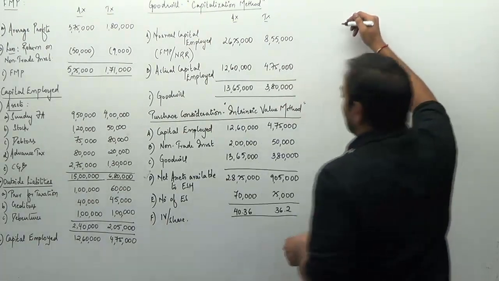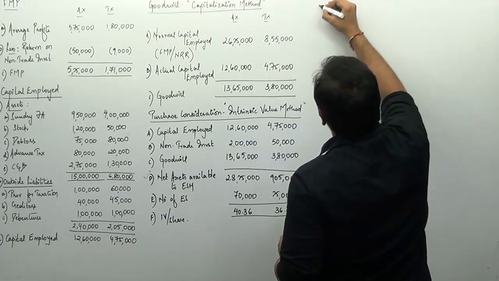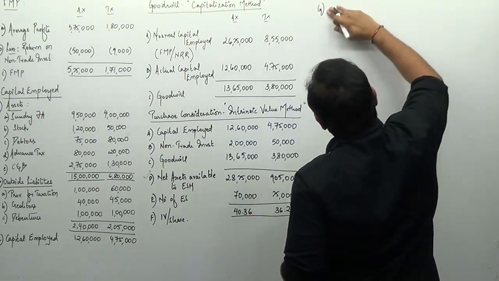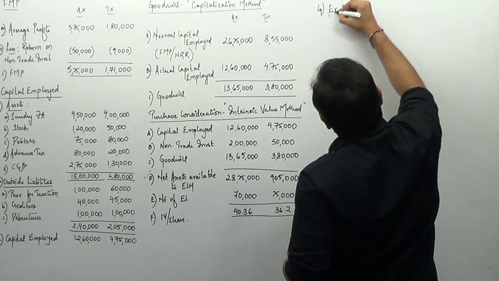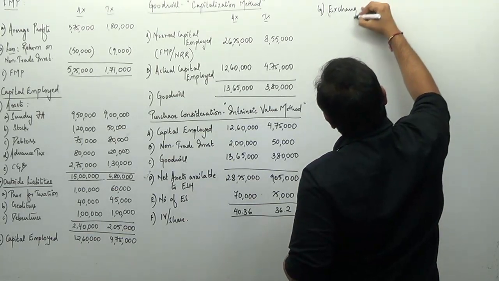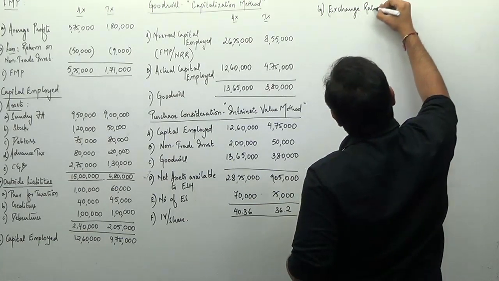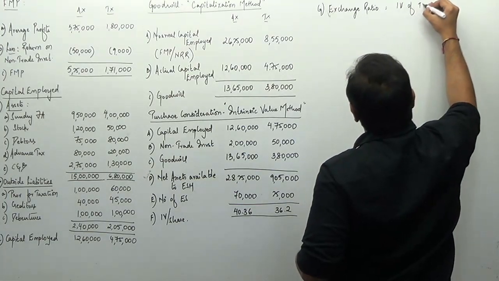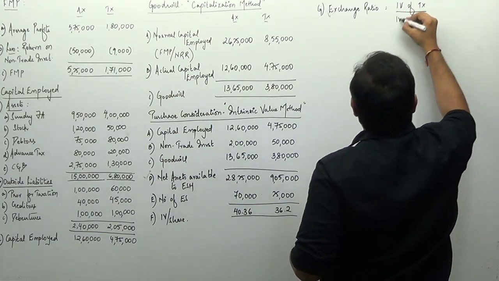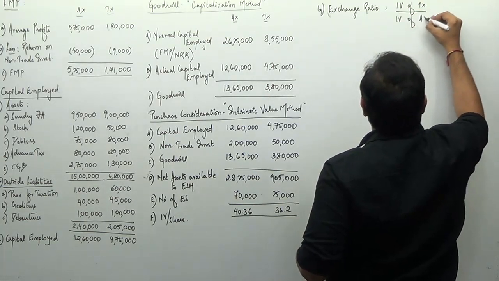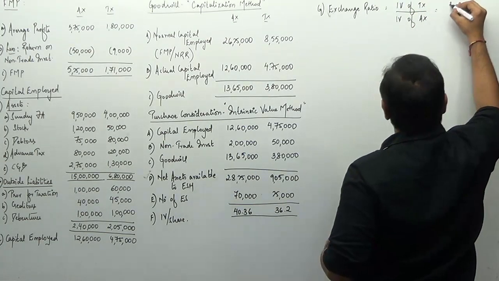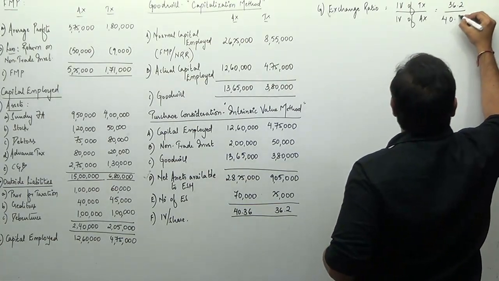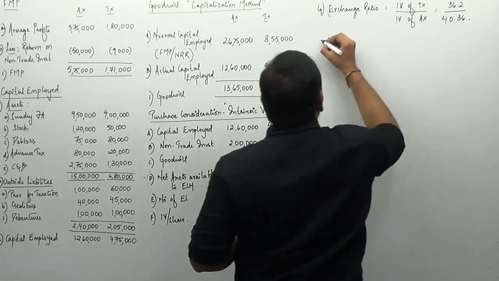How do you calculate using intrinsic value method? Exchange ratio is equal to intrinsic value of selling company TX. Intrinsic value of purchasing company AX. Don't solve, just leave it like that. 36.2 divided by 40.36. Just leave it like that.